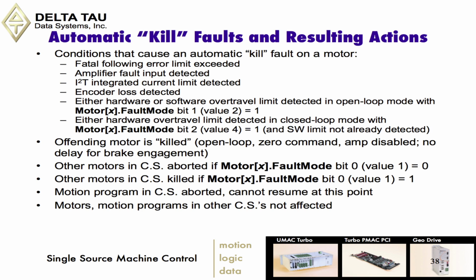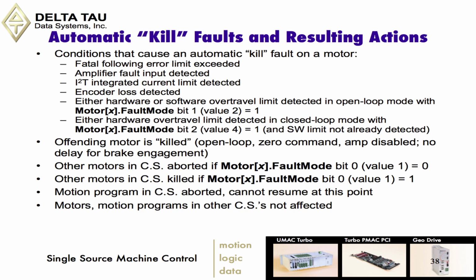Conditions that will cause an automatic kill for a fault on a motor: fatal following error limit is exceeded, amplifier fault input detected, I squared T current limit is detected, and encoder loss is detected. In these cases, you want to kill the motor. You don't want the motor to continue moving at all because there's a possible chance of something being destroyed. And depending on the setting of the fault mode, software or hardware over travel limit detected in open loop mode, and hardware over travel limit detected in closed loop mode.